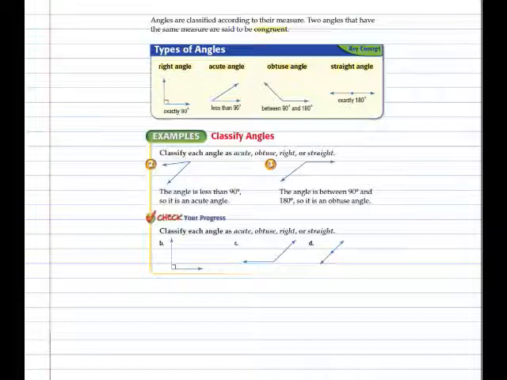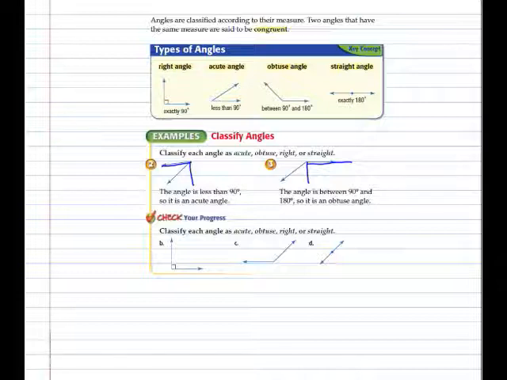In example 2, this angle is less than 90 degrees, so we would classify it as an acute angle. This angle is greater than 90 degrees, this would be 90 right here. Greater than 90. This one less than 90. This would then be an obtuse angle.